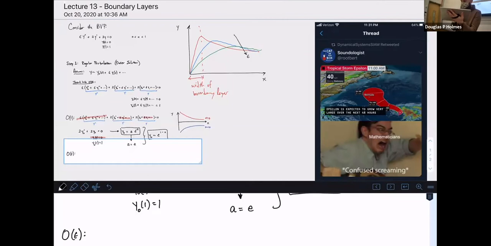So at order epsilon, this looks like y naught double prime plus 2y1 prime plus 2y1 equals 0.